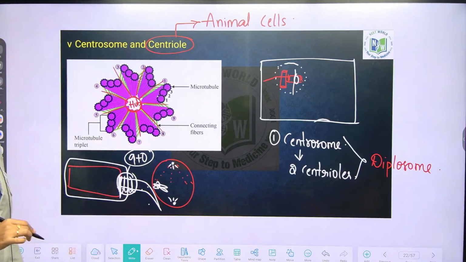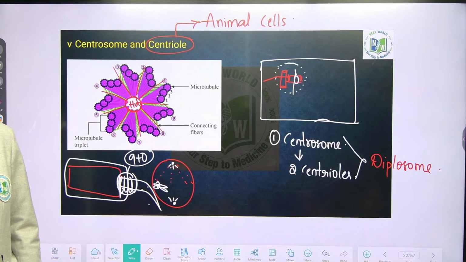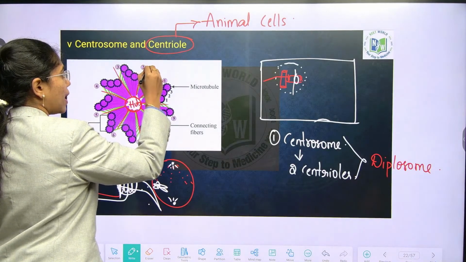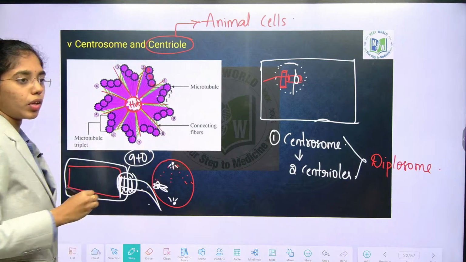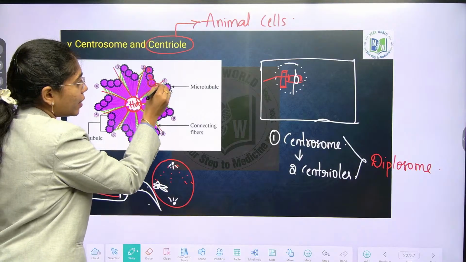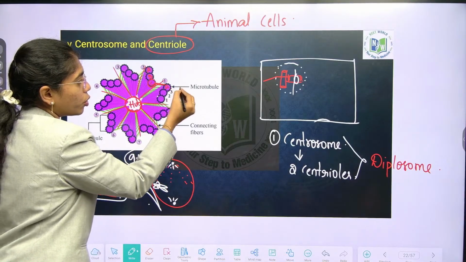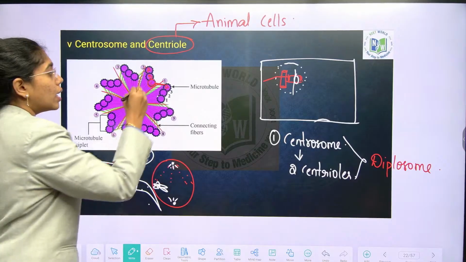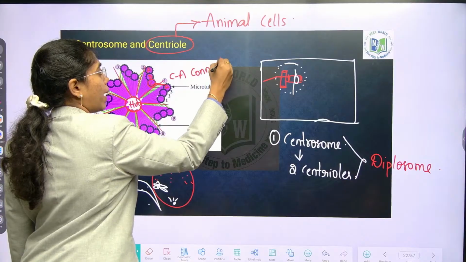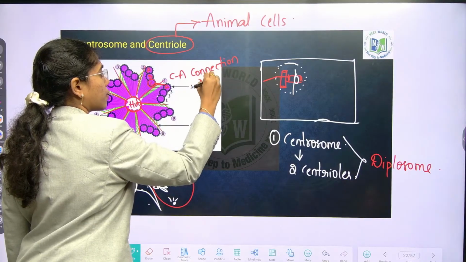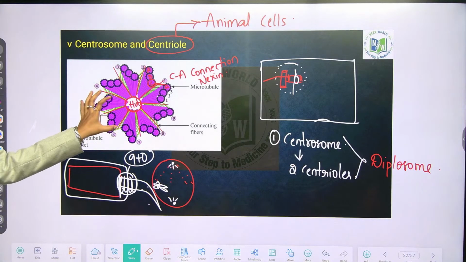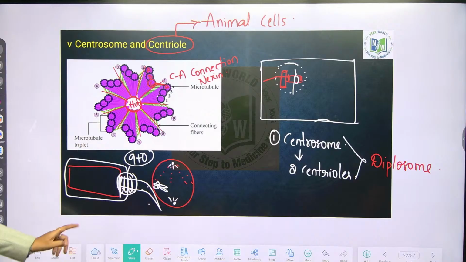To each radial spoke, there are 3 peripheral triplets, named A, B, C. The C microtubule of one radial spoke is connected to the A microtubule of the next radial spoke. This is called CA connection, by the protein nexin. Nexin, dynein: these are the protein connections that are present in the centrioles.